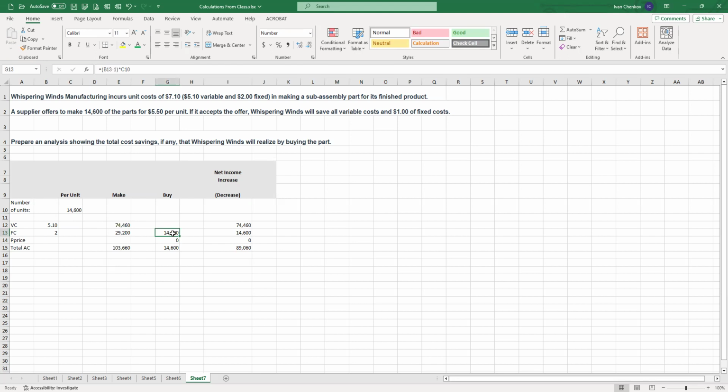Now, if we buy it, the purchase price is $5.50. If we buy it, it's going to cost us 80,300, plus we still have to pay the $1 fixed cost. If we make it, that will be the cost. That will be the other cost that's going to stay, but buying will cost us only 10,000 less. So that will be our saving. So should I make it or should I buy it?